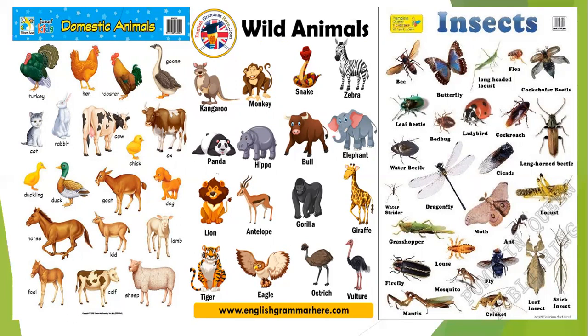So when you look outside on the land, you'll be able to see domestic animals and insects. If you go to the zoo, you'll be able to see wild animals.